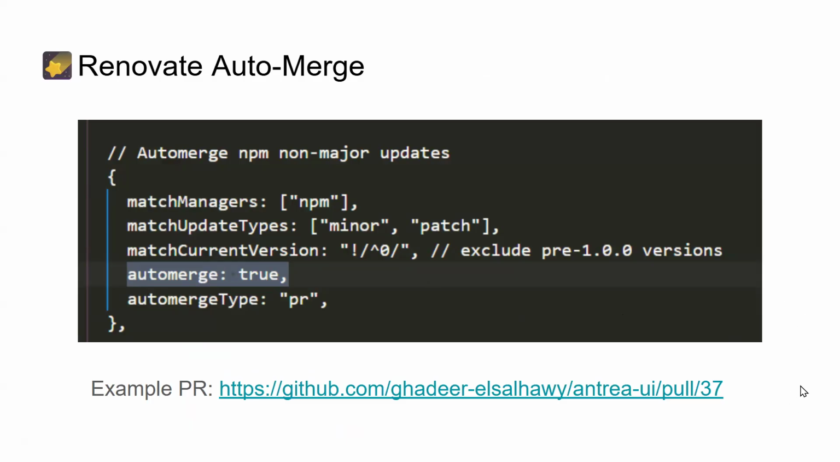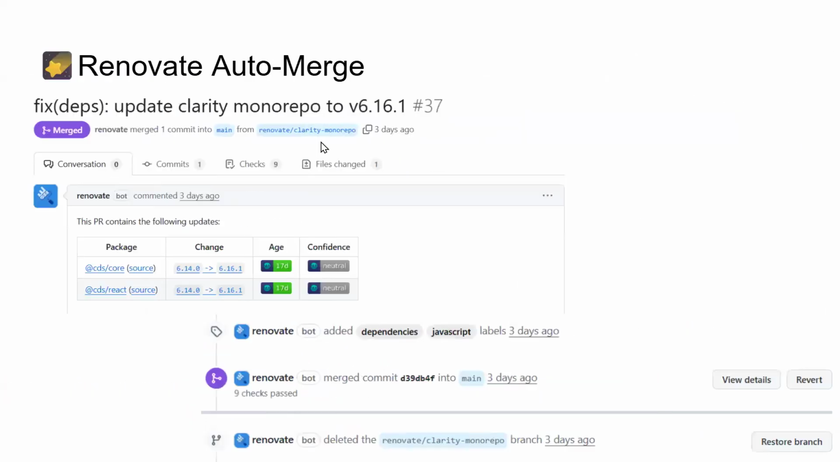So for example, if we open this PR, it was for the npm non-major updates. You can see that it had those dependencies to be updated, and once all the checks passed, Renovate automatically merged this commit, and this commit was added to the main repo successfully. And we can add this parameter to any number of package rules.